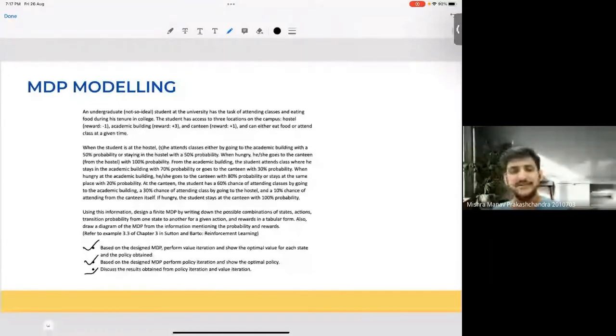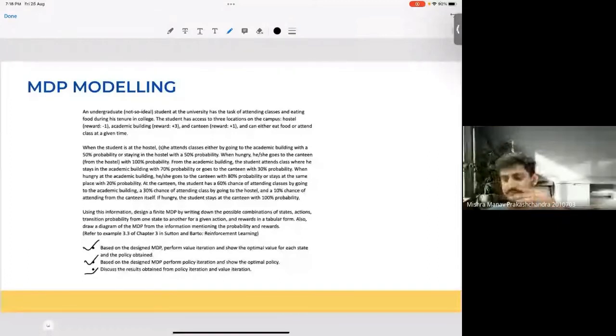So, I'll quickly read this problem. It's a word problem. There's an undergrad student in a certain university, and the student has only two tasks: go attend class and eat food during tenure in college. Assuming this is a residential college, it is a very simplified problem: either go attend class or have food and come back.